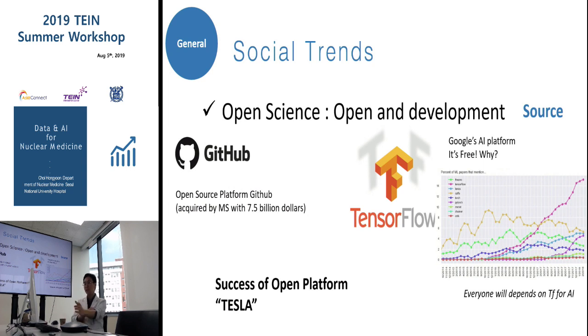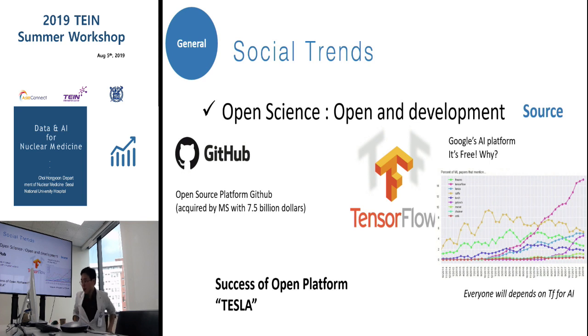And even more, some types of algorithms are open. For example, GitHub has an open source platform, and many researchers upload their code on GitHub. So if you want to deal with deep learning or other types of machine learning algorithms, you can easily download the source code from GitHub.